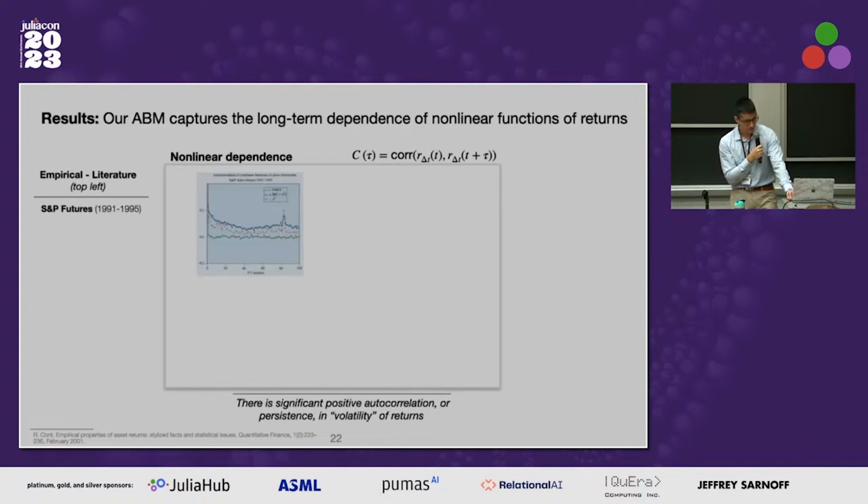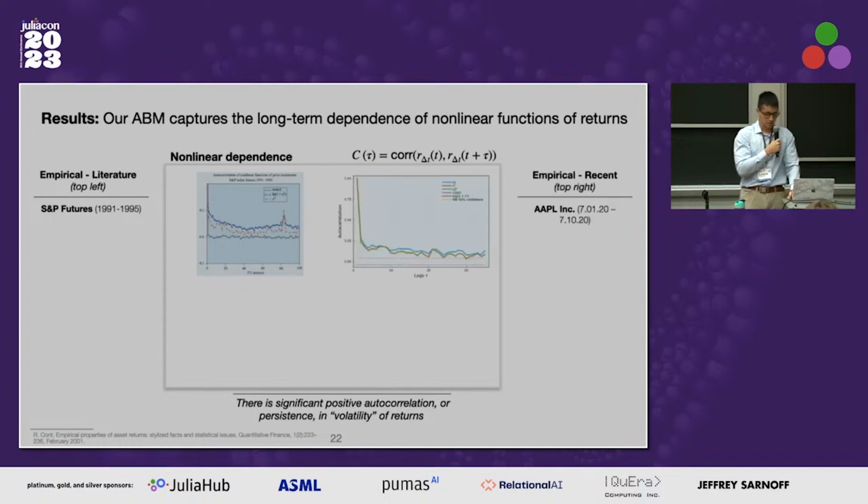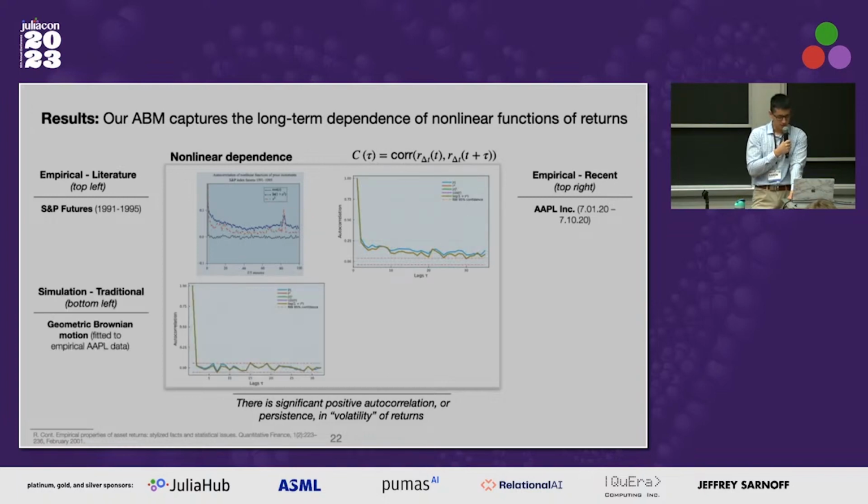Nonlinear dependence is where there's significant positive autocorrelation, or a persistence in volatility of returns. A big price movement today, or a very volatile day, is going to be followed most likely by another high volatility event, versus low volatility events, which are probably going to be followed by another low volatility event. Something observed in literature, verified empirically, for various nonlinear functions of returns, not seen in geometric Brownian motion, and observed in our case for just our baseline implementation.